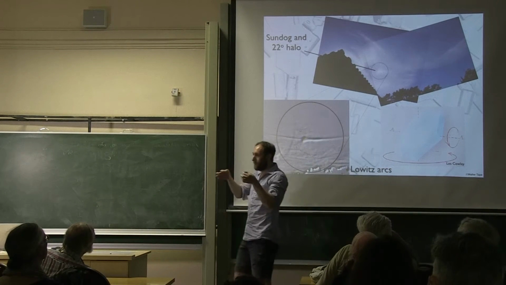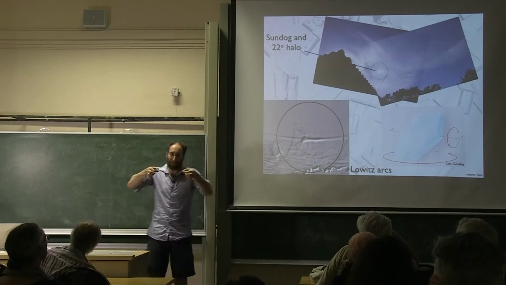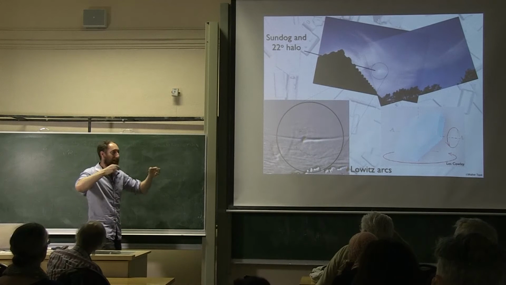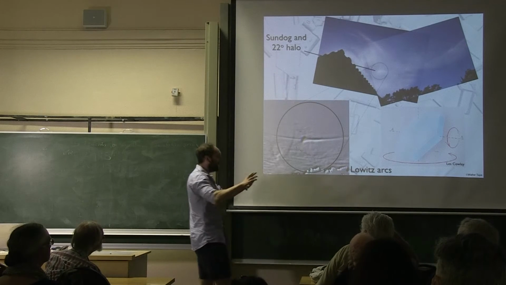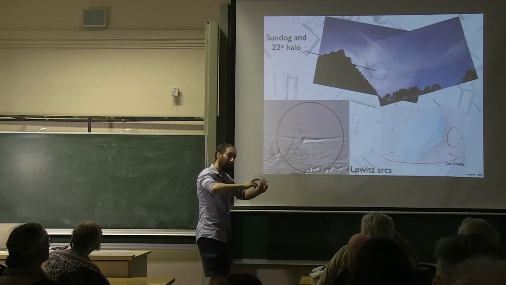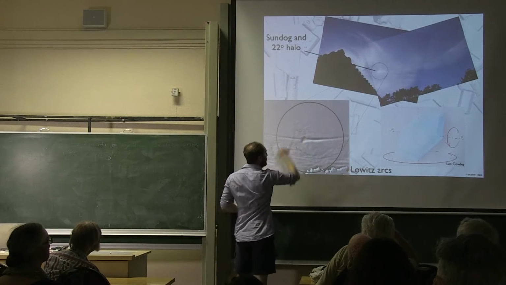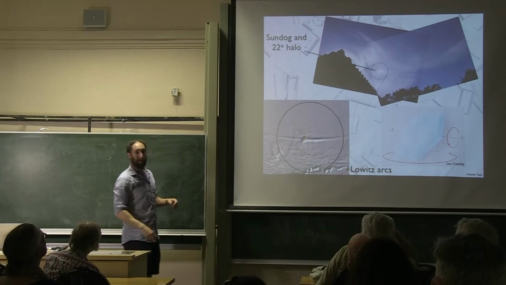So the crystals like to lie with two of their points lying horizontally, and the crystals are oriented around these points. And it turns out that the orientation of the crystal as it rotates through here gives rise to these 1, 2, 3 Lowitz arcs, the upper, lower, and middle Lowitz arcs.